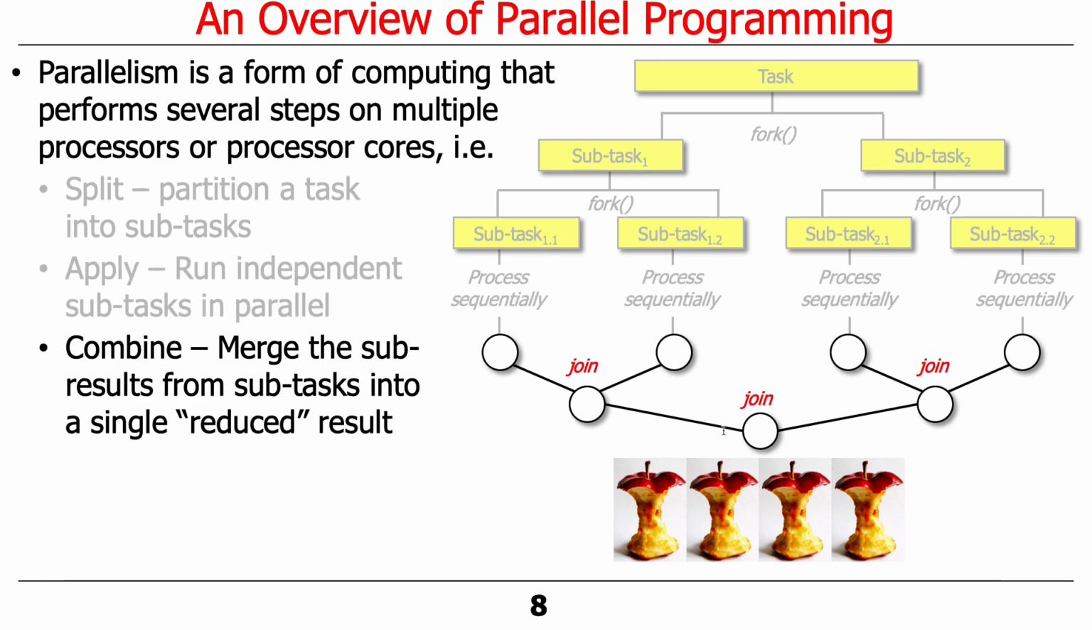And then the third step, or the third phase, is to take the sub-results from all the subtasks that were all running in parallel and merge them, or combine them, back together again into a final reduced result. So this split, apply, combine paradigm is really at the essence of parallel computing.